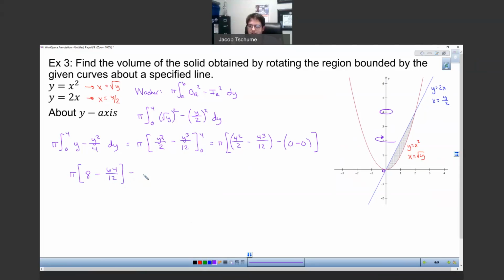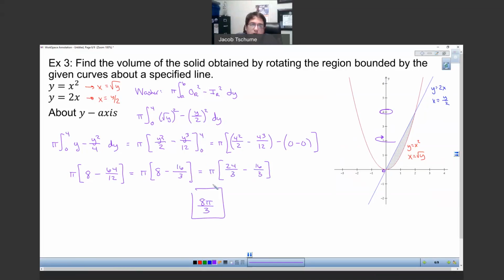All right, so let's see, 64 twelfths. Both of those share a 4 in common. So if I divide both of those by 4, it would be a 3 on the bottom and a 16 on top. And then to get common denominators, I can rewrite 8 as 24 thirds minus 16 thirds, which when you subtract those two and multiply it by pi, you get an exact volume of 8 pi over 3. And that is an example of the washer method rotated around the y-axis.